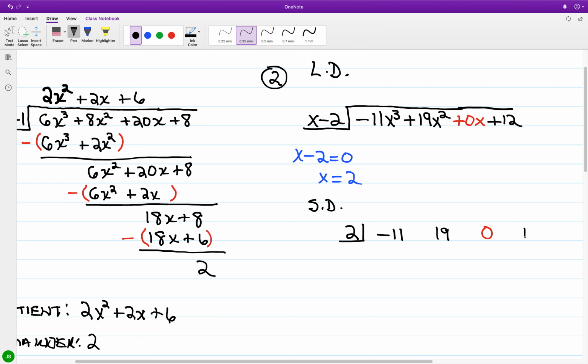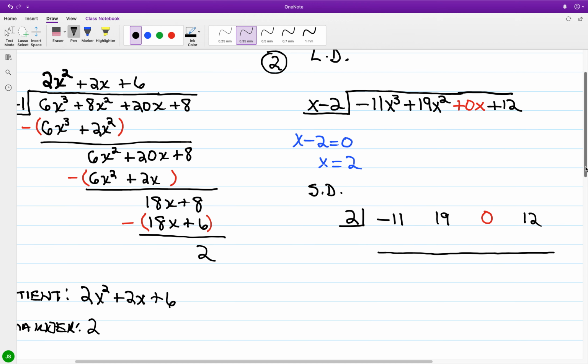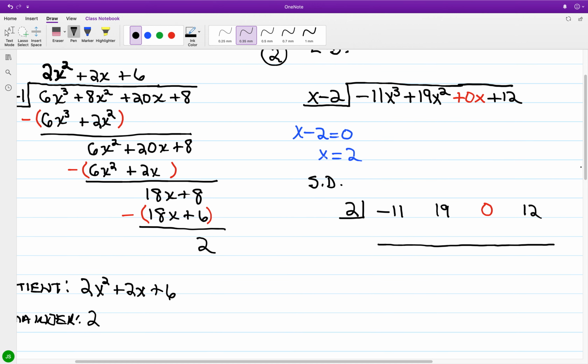I want everything in the polynomial from the highest degree term all the way down to the constant to be represented, and if a term is missing in any degree, I have to put in 0. Now, where long division involves row by row subtraction, synthetic division will be column addition.